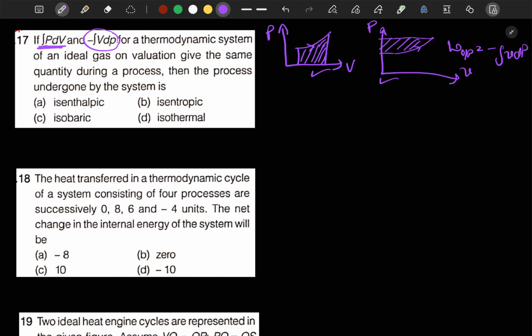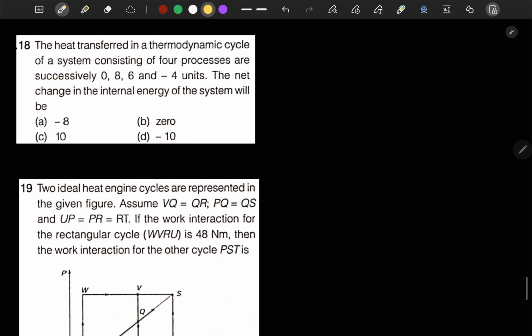It is saying that either PdV or minus VdP will give the same quantity during the process. Then the process undergone by the system is. So what should the process be such that the value should be the same? Let's talk about the isothermal process. How will you show the isothermal process on a PV diagram? On a PV diagram, an isothermal process is a rectangular hyperbola. For a rectangular hyperbola, whether you take its projection on the x-axis or on the y-axis, the area will be the same. So the answer here will be isothermal. Moving to next question, question number 18.